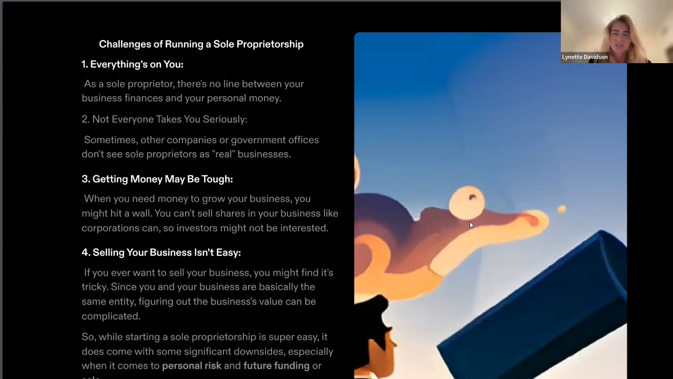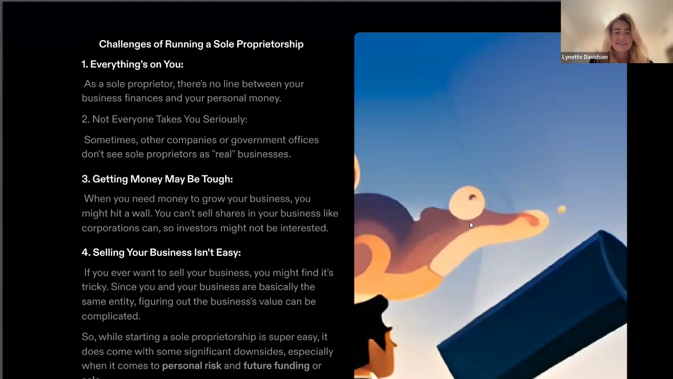You cannot sell shares in your business if you have a sole proprietorship, like a corporation can, for example. So an investor might not be interested to invest in your company because you cannot give him shares. And even a bank can be worried because they are worried you won't be able to pay back the loan if your business doesn't do well.